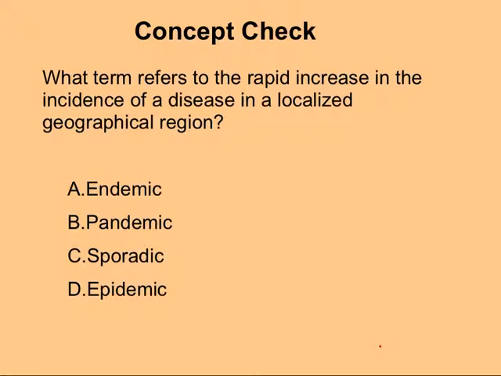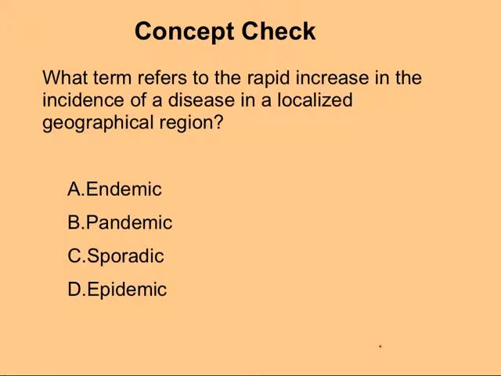This brings us to the end of our chapter on microbe and human interactions. Let's have a quick concept check before we leave. What term refers to the rapid increase in the incidence of a disease in a localized geographical region? Is it endemic, pandemic, sporadic, or epidemic?